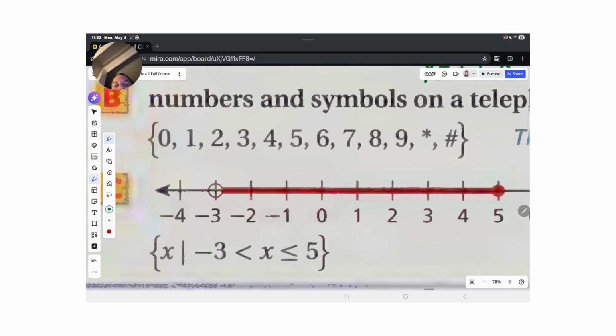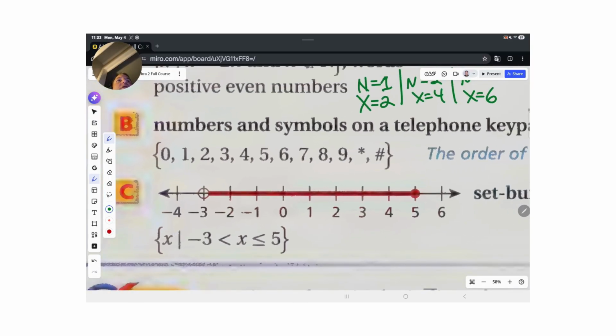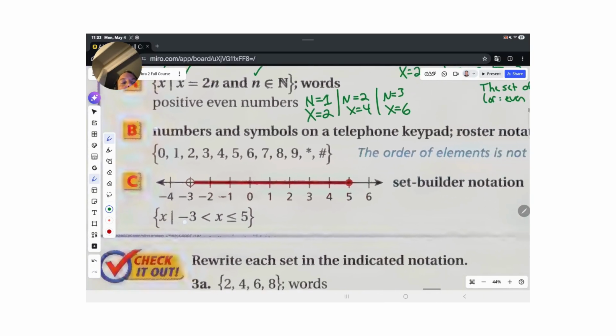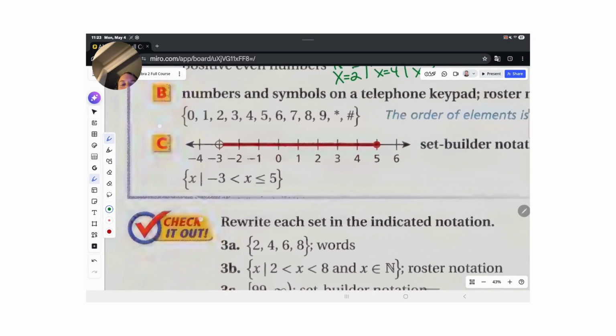0, 1, 2, 3, 4, 5, 6, 7, 8, 9, star and pound. And notice we have an open and a closed brace. Is this a finite or infinite set? Finite. Roster notation is perfect for finite sets with clearly identifiable elements such as numbers and symbols on a telephone keypad. Okay, what about 3C?